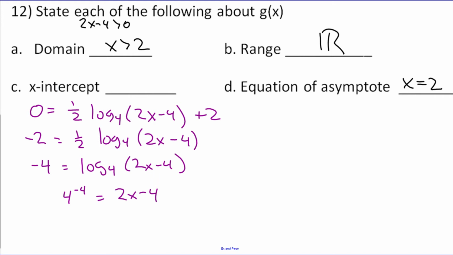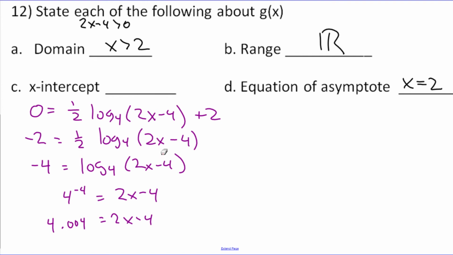4 to the negative 4 is a really small number. It's a really small fraction, about 0.004, we'll round. So we'll say 0.004 equals 2x minus 4. Now I'm going to add 4 over, which would just make it 4.004.